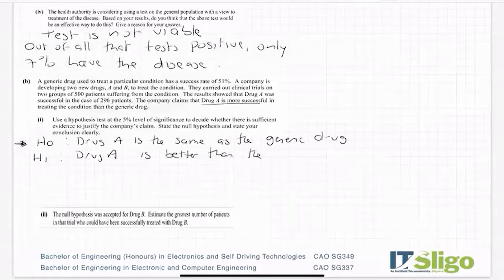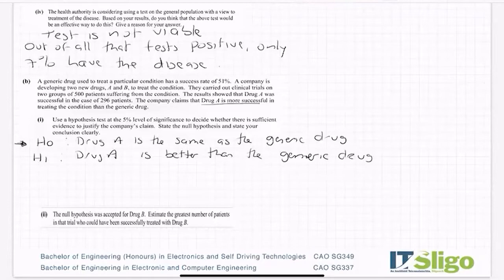When hypothesis test questions are generally being marked, you get a third of the marks for just stating these. You then get a third of the marks for the analysis, and a third of the marks for writing a conclusion. So the analysis then: they've done some testing, they selected a group of 500, and they've figured out that 296 of them were successful after they used drug A.